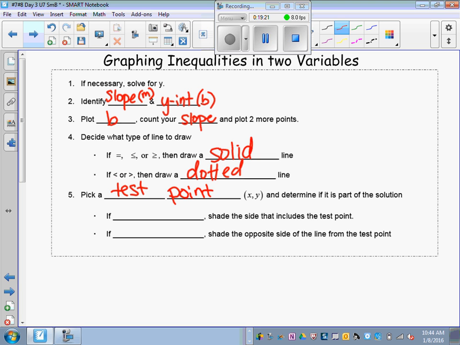Remember that if a solution works, that should be in the shaded region. So what we're going to do is take our test point and check to see if it's a solution. If it's a solution, we shade that part of the graph. If it's not a solution, we shade the other side. Alright, so we pick a test point and determine if it's a part of the solution. So we put it in our inequality. So put x and y in the inequality.